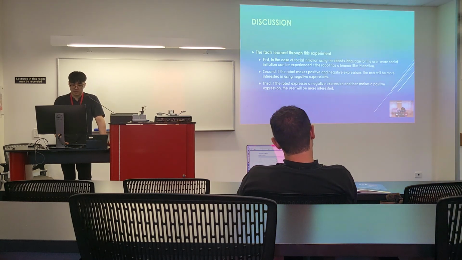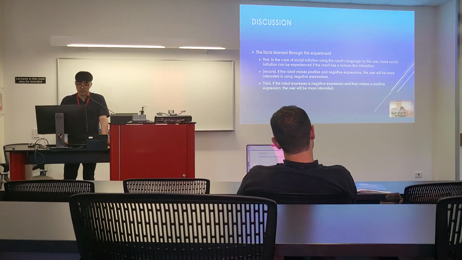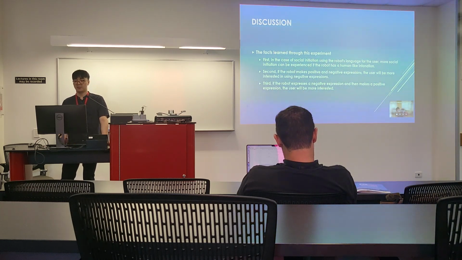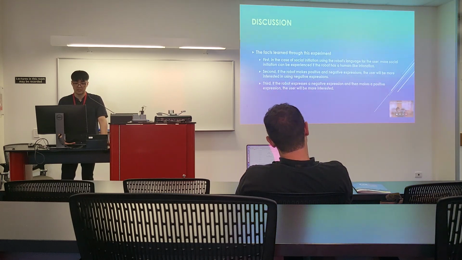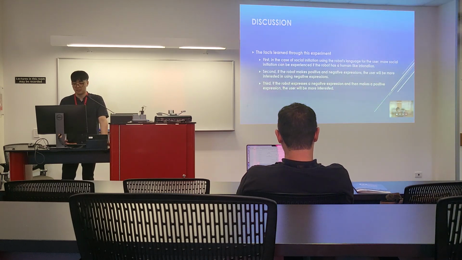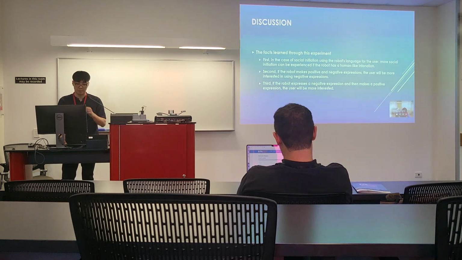The facts learned through this experiment were 3. First, in the case of social initiation using the robot's language for the user, more social initiation can be experienced if the robot has a human-like intonation. Second, if the robot makes positive and negative expressions, the users will be more interested in the negative expressions. And lastly, if the robot expresses a negative expression and then makes a positive expression, the user will be more interested.